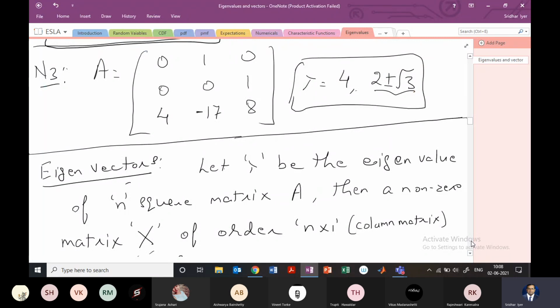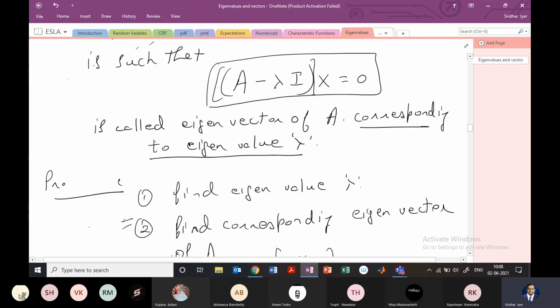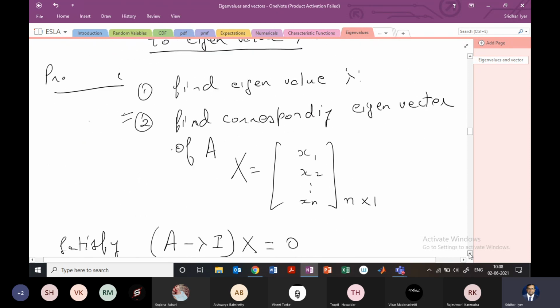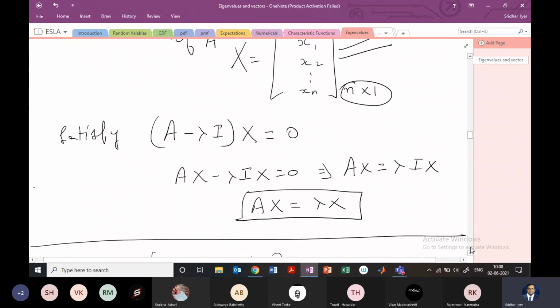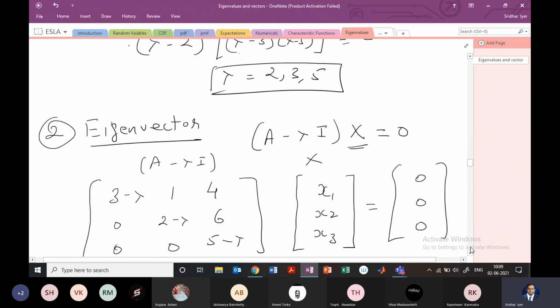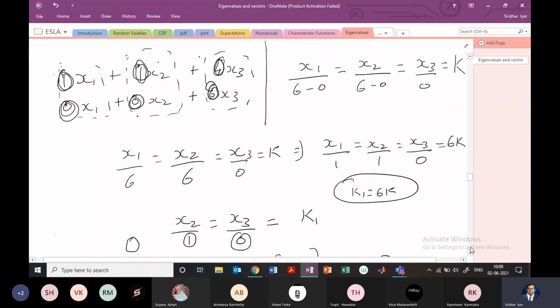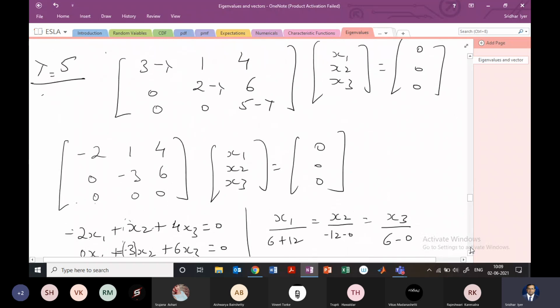Then yesterday we looked at eigenvectors. Eigenvectors are an extension. We take A minus lambda I and multiply it with a vector x, which is a column vector. Based on the order of the matrix given to us, we get the value of x. So x looks like this: you have x1, x2, up to xn. It is an n cross 1 matrix, and it should satisfy (A minus lambda I) x equal to 0. We solved a numerical and saw how to find the eigenvectors. That is the concept of eigenvalues and eigenvectors.